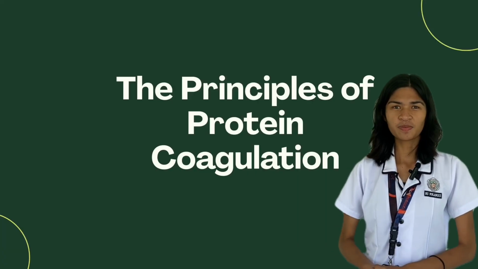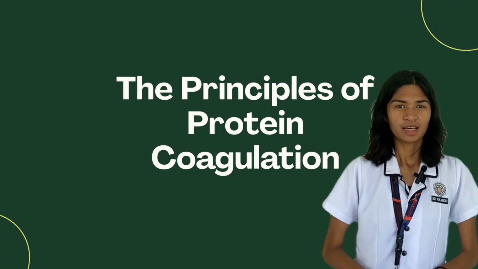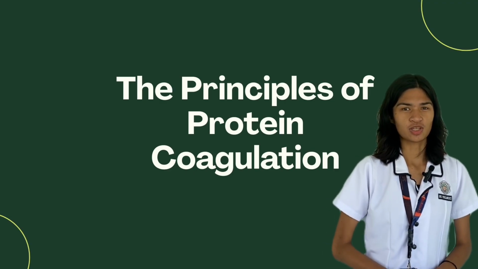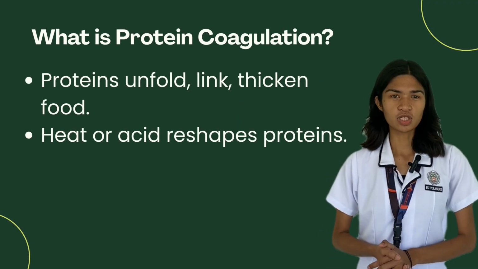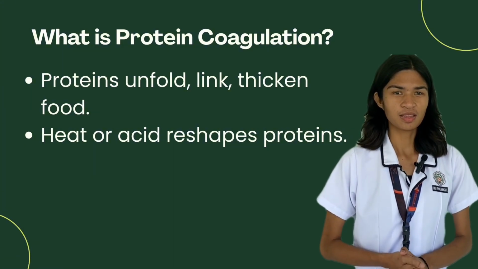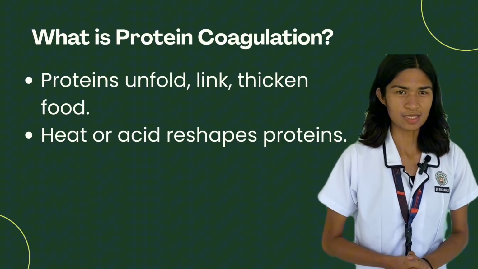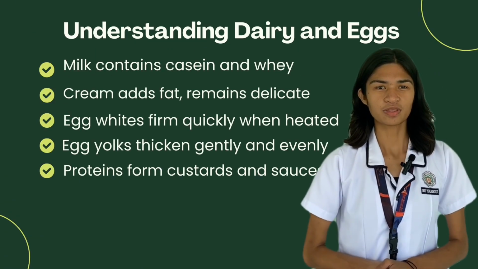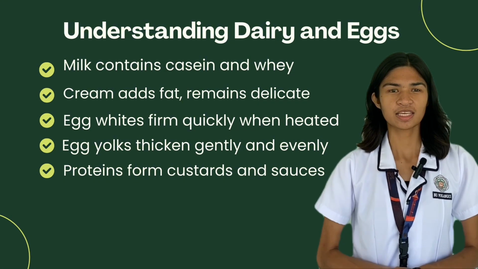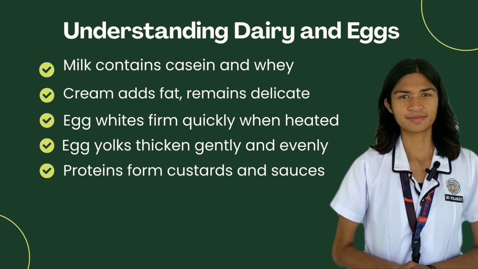Now that we're done with pigment retention, let's proceed to the principles of protein coagulation. When we say protein coagulation, it happens when the proteins in milk, cream, and eggs unfold and link together under heat or acid. I will discuss how tempering plays a key role in keeping everything smooth, controlled, and perfectly balanced.